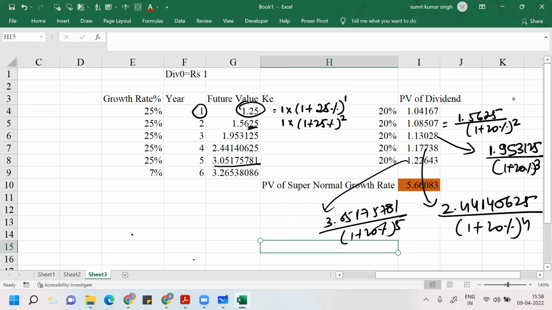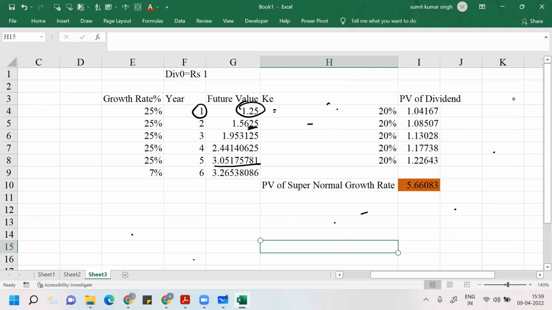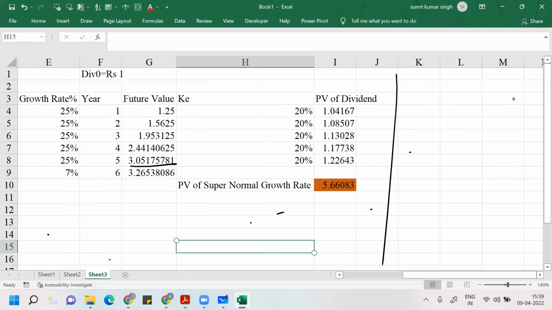Are there any further steps, sir? Then, so till here it is done. So we have done till supernormal growth rate. Supernormal growth rate is there till 5 years, while you have constant growth rate from 6 years. From 6th year, you have constant growth rate, guys. So this was the present value of supernormal growth rate. From 6th year to infinity, you have constant growth rate model.